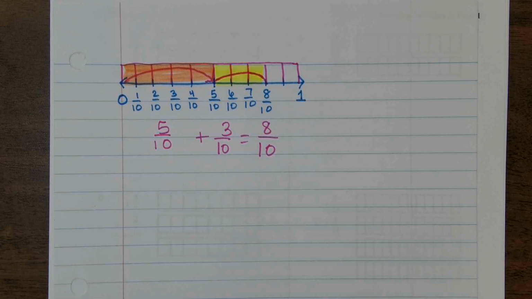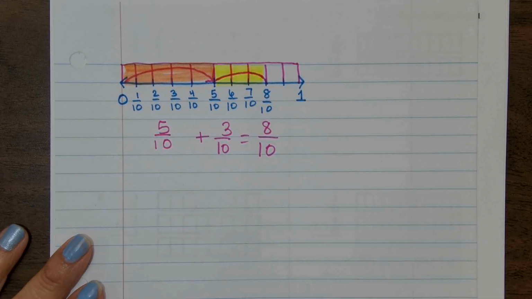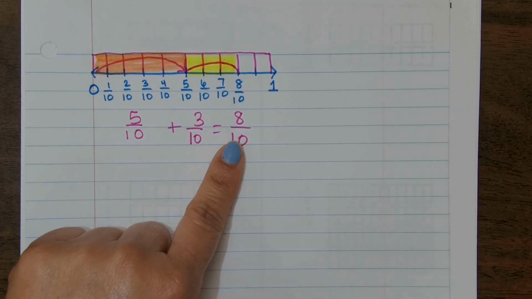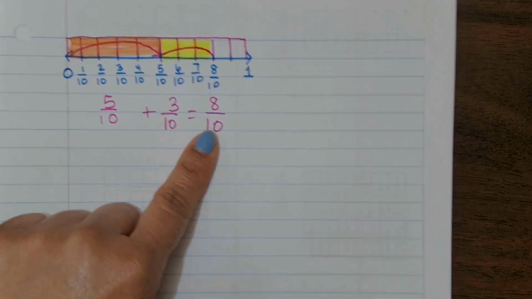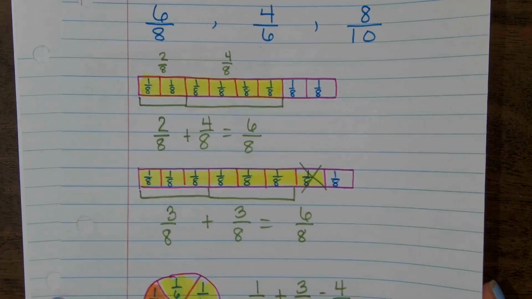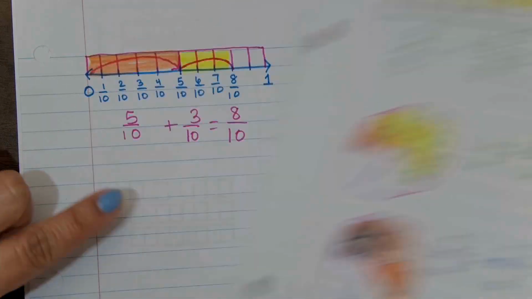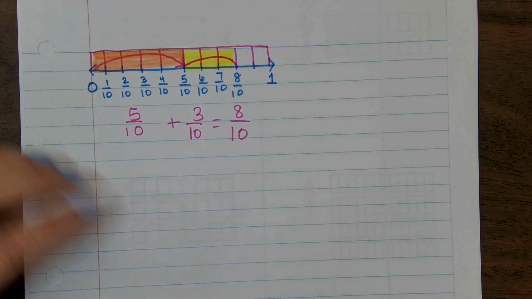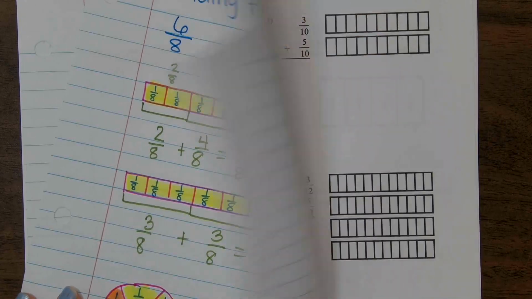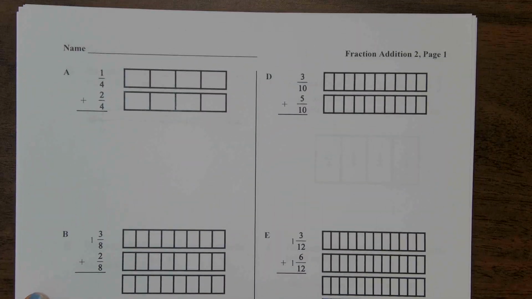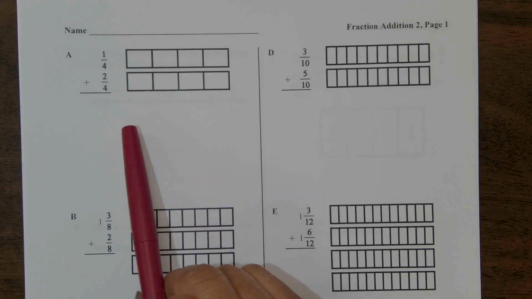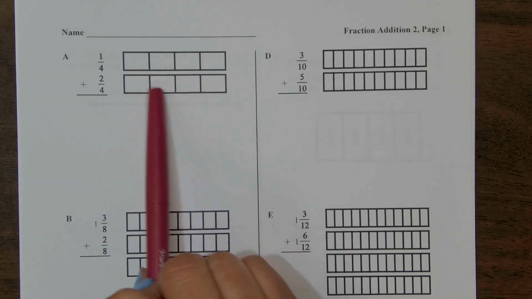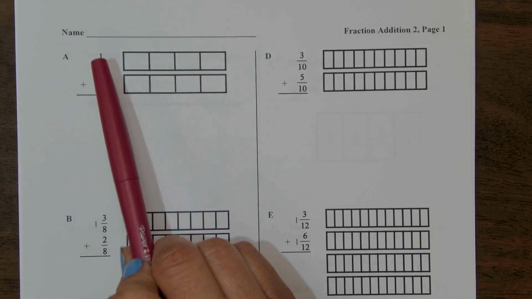So there are different ways to represent fractions to equal a sum, okay? Different ways of representing them. Here we used fraction bars, we used circles, and here we used number lines, but then we drew a fraction bar over our number line. Okay, so we're going to go ahead and work on fraction addition page 1, and we are going to use these fraction bars to solve our problem.